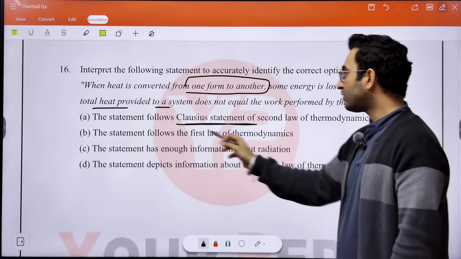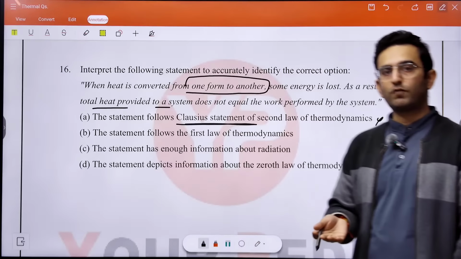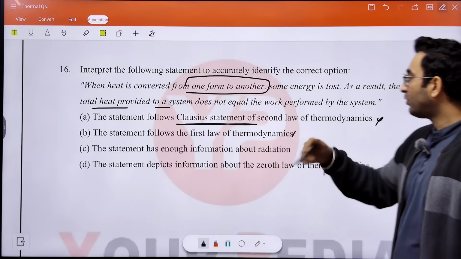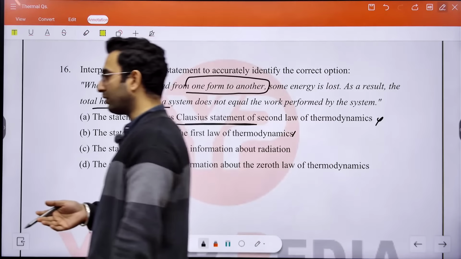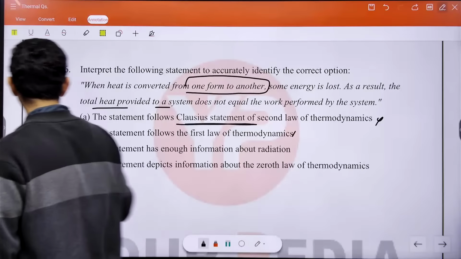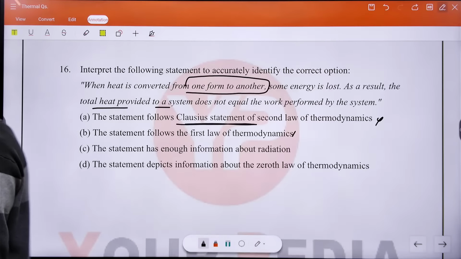The statement follows the first law of thermodynamics. That is also a wrong one here. Why? Because according to the first law, the net heat transfer into the system is going to be equal to the net work transfer here. Okay, it is not following this first law of thermodynamics also.